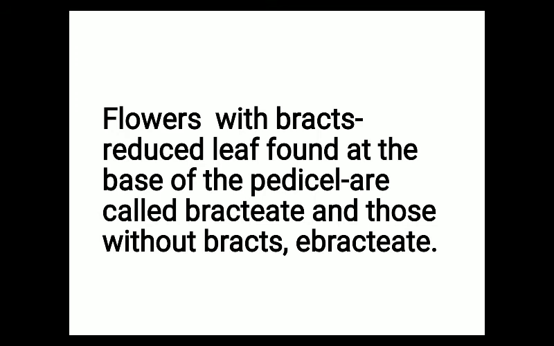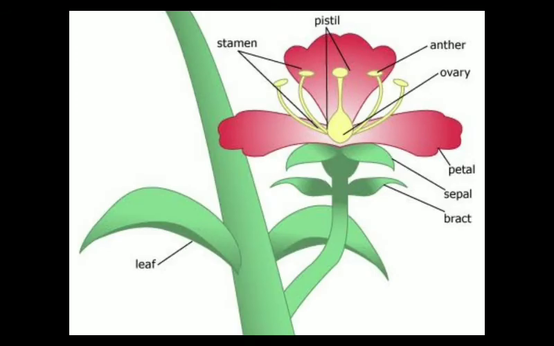If the bract is present at the base of the pedicel, such a flower is known as a bracteate flower. On the other hand, if the bract is absent at the base of the pedicel, such a flower is known as an ebracteate flower. So this is a diagram of a bracteate flower. You can see that this is a bract which arises from the base of the pedicel.